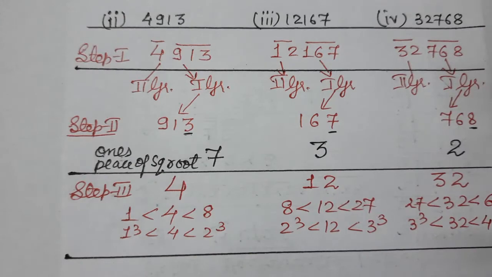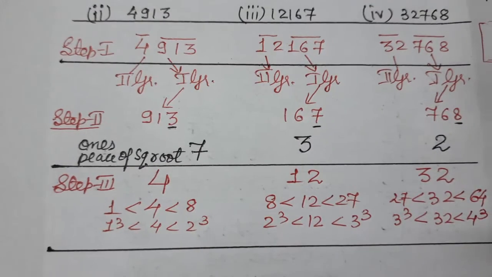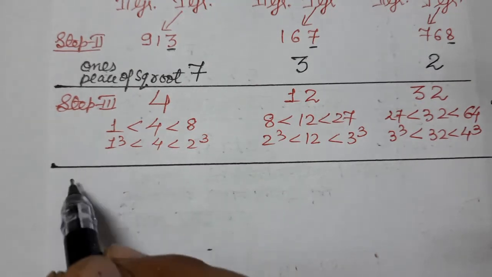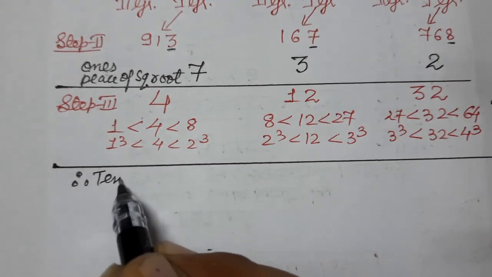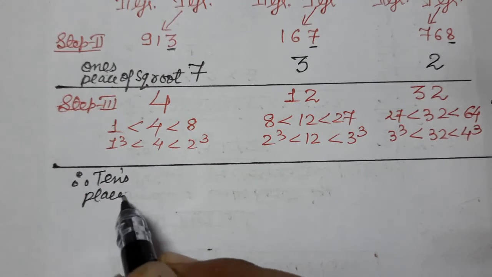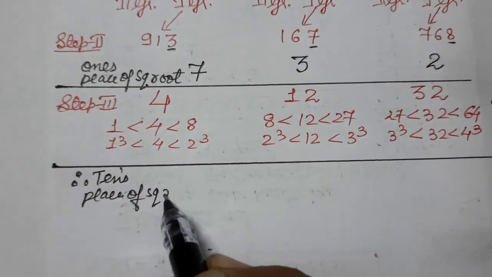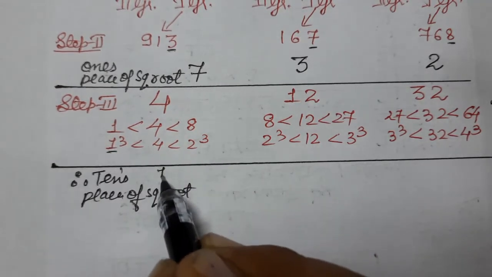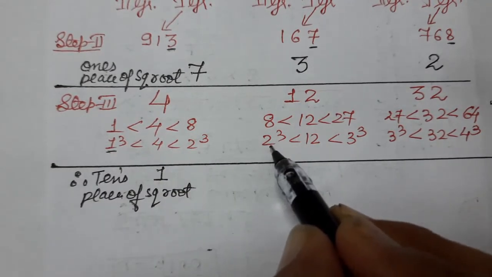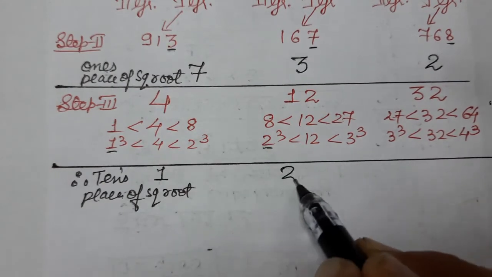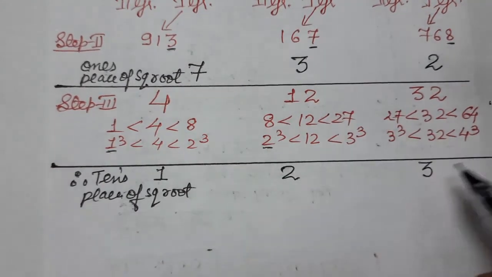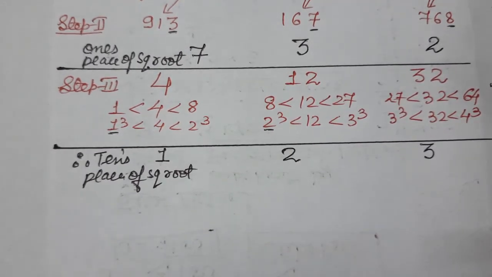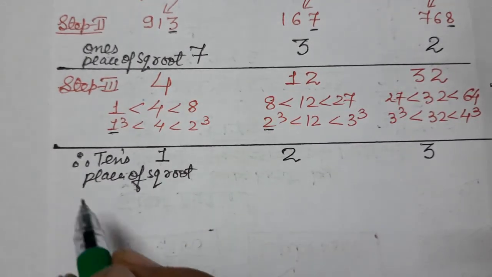Now the tens place of the cube root. Therefore tens place क्या हो जाएगी cube root की? Therefore write the tens place of the cube root. Here, for this always take the smaller one. What is the smaller one? 1. What is the smaller one? 2. And what is the smaller one? 3. Therefore finally we can write the cube roots.